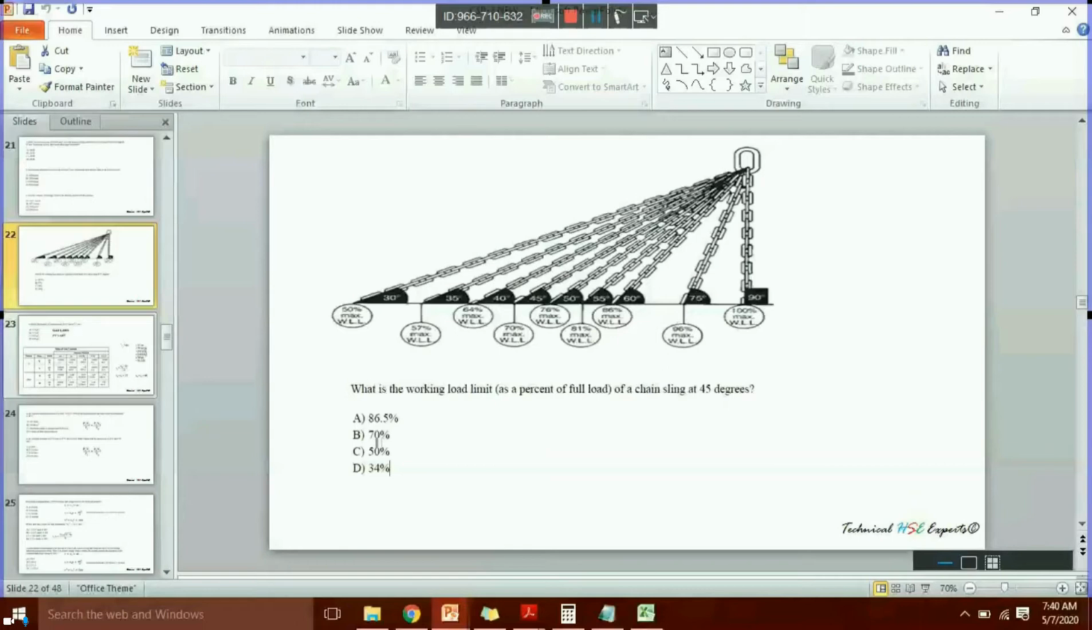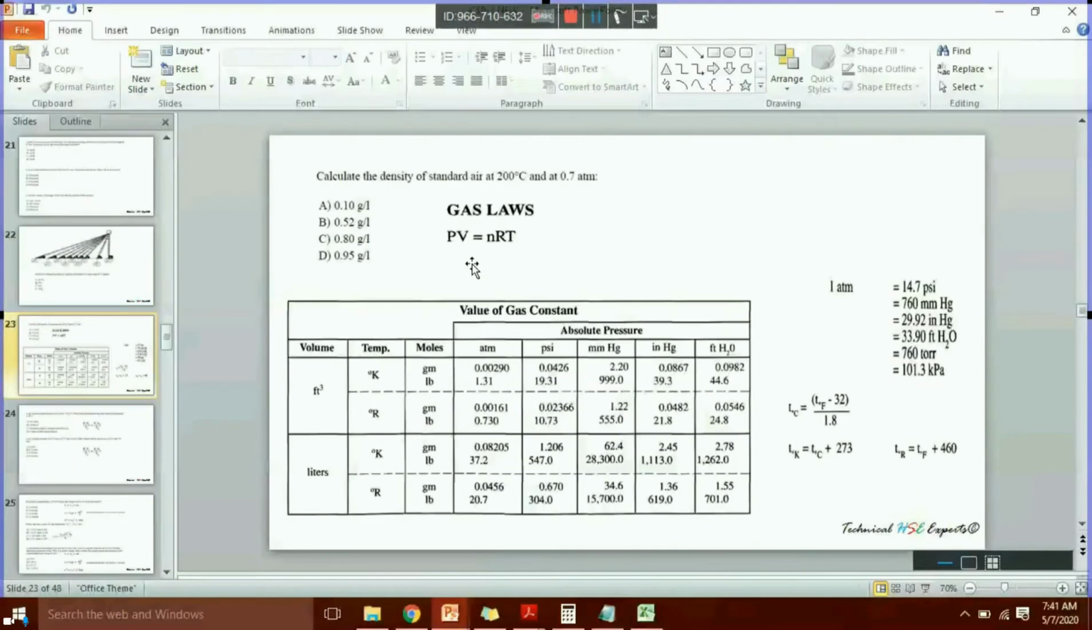Pen with you. Just keep it ready. Okay. So this sum we will work out. Here see what they are asking. Calculate the density of standard air at 200 degrees Celsius and at 0.7 atm.